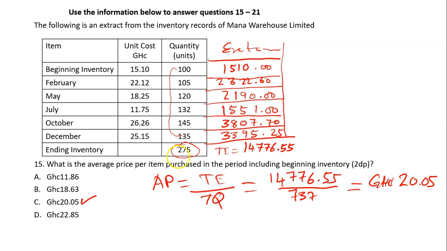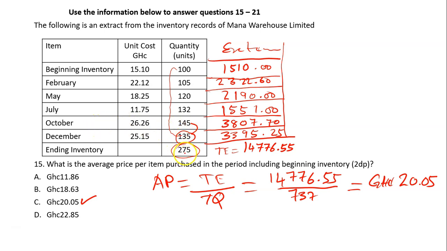But if we have a closing inventory of 275, it means that this closing inventory of 275 will consist of December and maybe some part of October, it depends. So to know that, if you subtract the December 135 from 275, you'll be left with what? 140. So definitely the 140 will come from here. Are you with me? So it means that the closing inventory, which is 275, 135 is coming from December and 140 is coming from October.